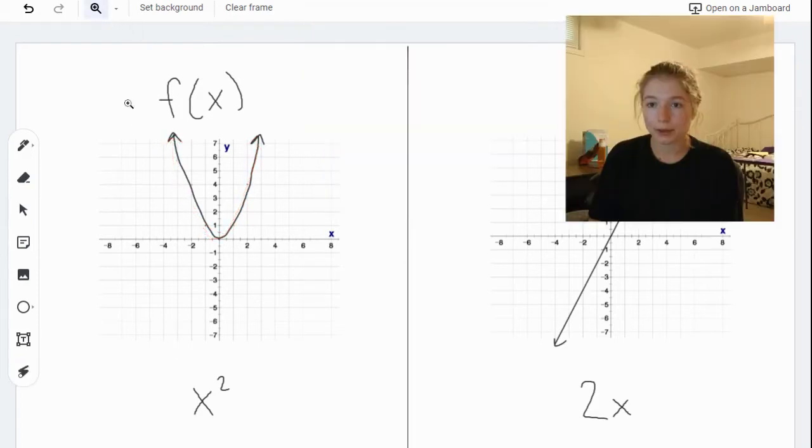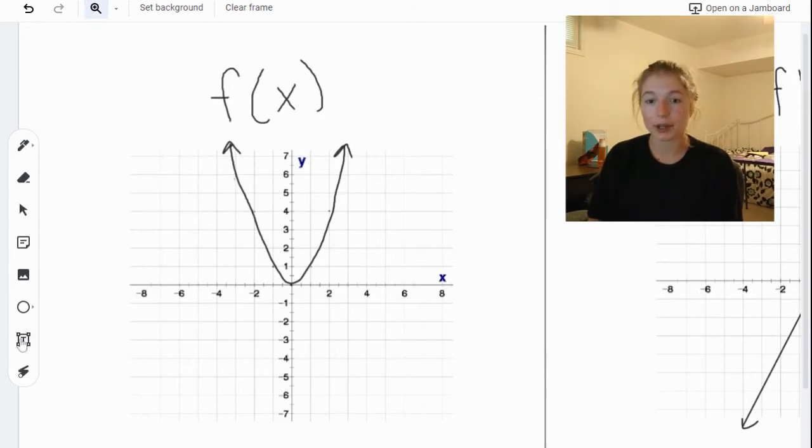Now, the derivative is going to tell us what the slope of f of x is at every single point. You're used to a function telling you the value. At x equals 0, the function equals 0. At x equals 1, the function equals 1. At x equals negative 2, the function equals 4. The derivative is going to give you the value of the slope of the tangent line.